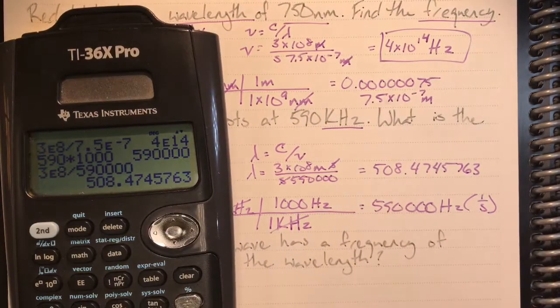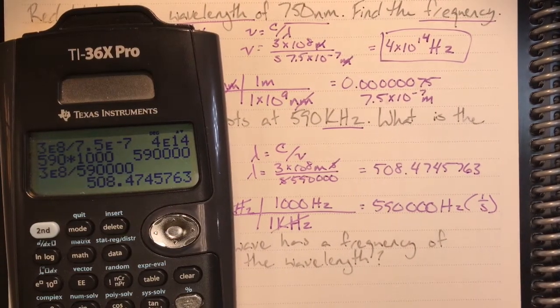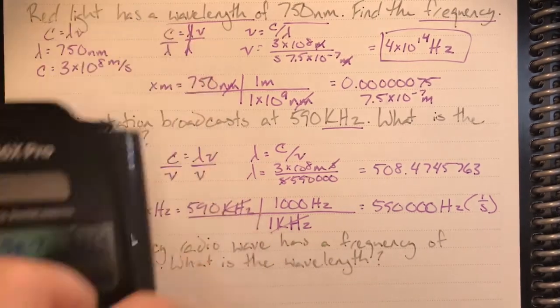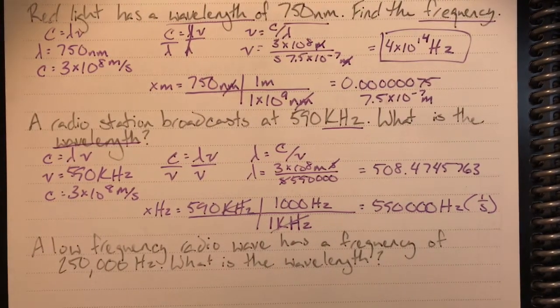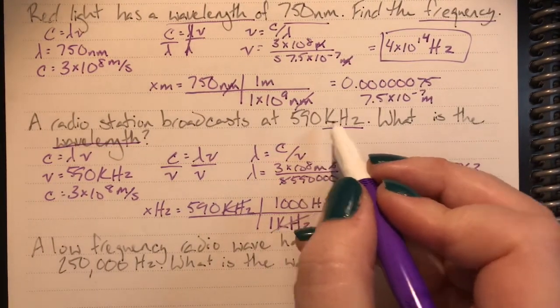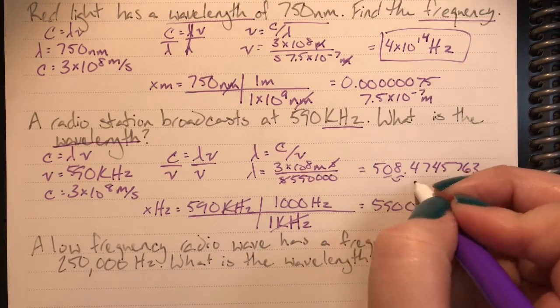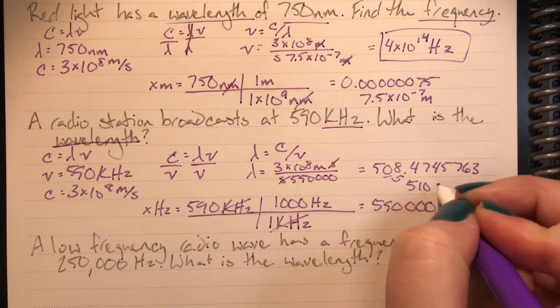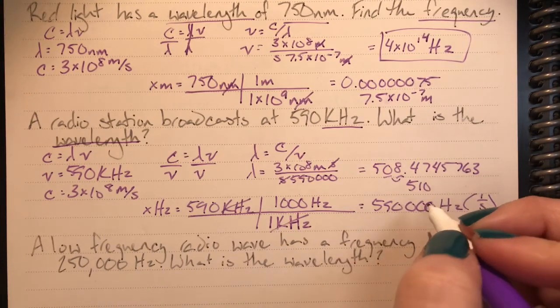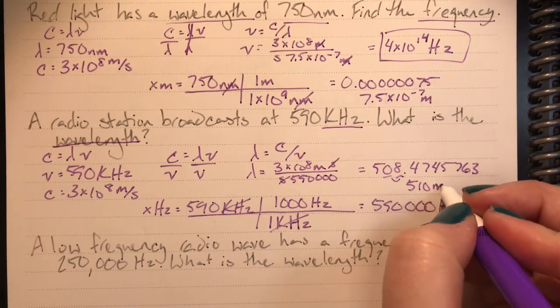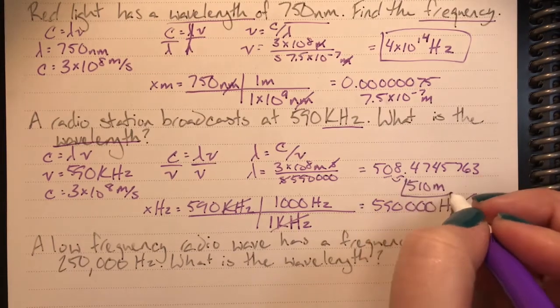So 508.4745763 is the number that I got out of my calculator. And I'm going to maintain sig figs. I have 2 sig figs here, so the 8 makes me round up. So my answer would be 510 meters.